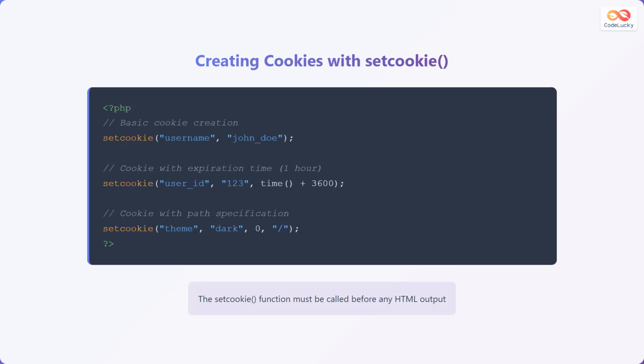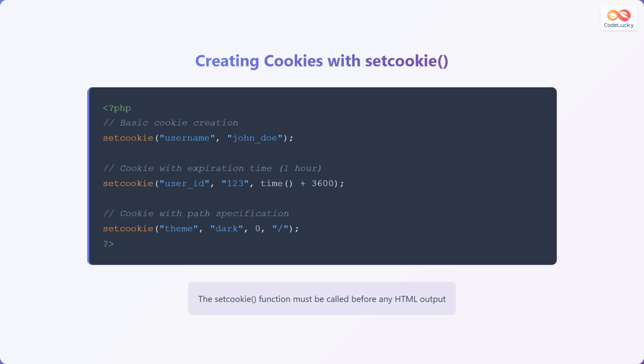To create cookies in PHP, you can use the setcookie function. Here's an example of how to create a basic cookie using the setcookie function. The first argument is the name of the cookie, in this case username, and the second argument is the value of the cookie, in this case John Doe.